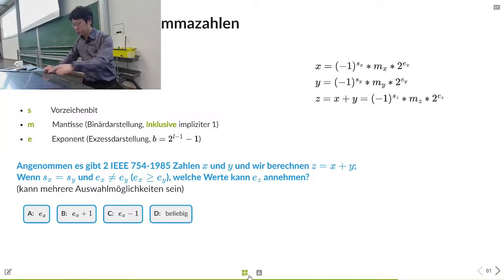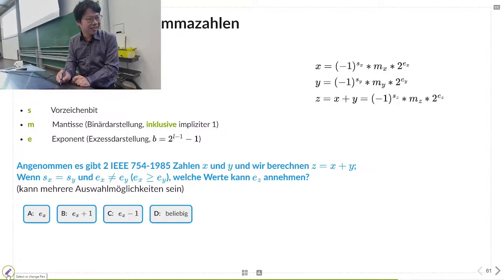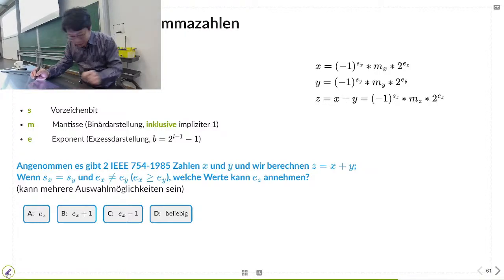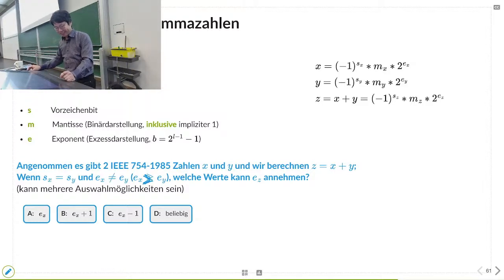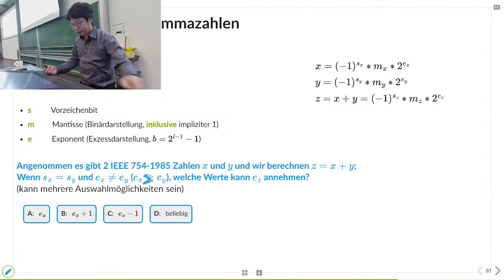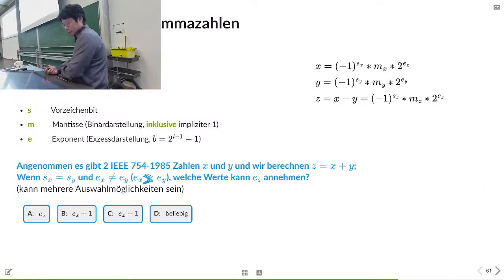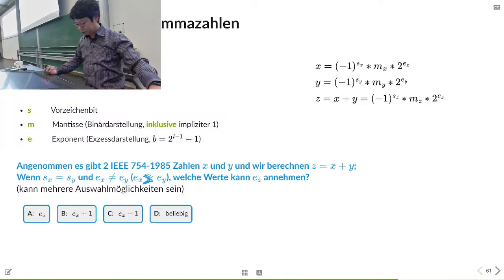Ignore this equals to here. So can I get a color that is white? Okay, let me just do it with this. So this is strictly greater, not equals to. Okay, so now it's the same question. The question is, what is the possible value of EZ?